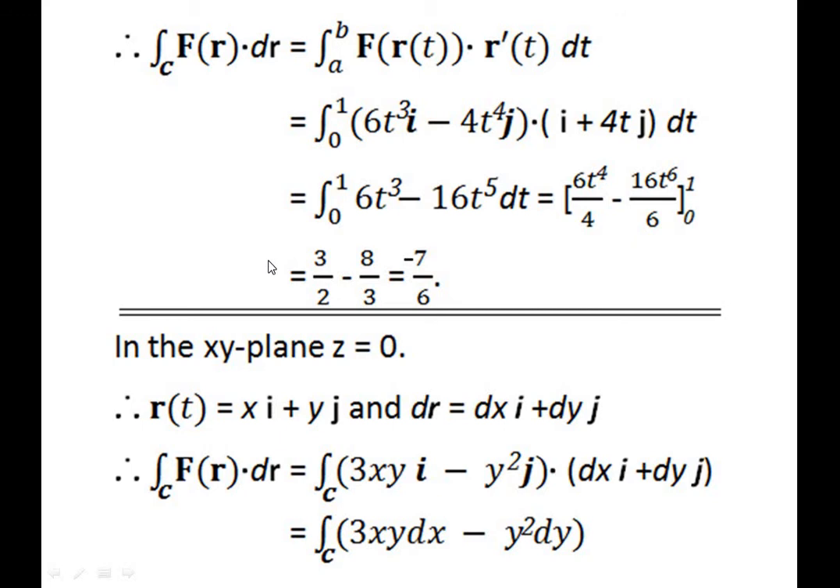Then we have another method: in the xy plane we know z equals 0. Then r of t equals x i cap plus y j cap, and dr equals dx i cap plus dy j cap. Then we want to find the integral over C of F dot dr. Substituting r in F, that's equal to the integral over C of 3xy i cap minus y square j cap dot dr, where dr equals dx i cap plus dy j cap. Taking the dot product, the integral over C of 3xy dx minus y square dy.